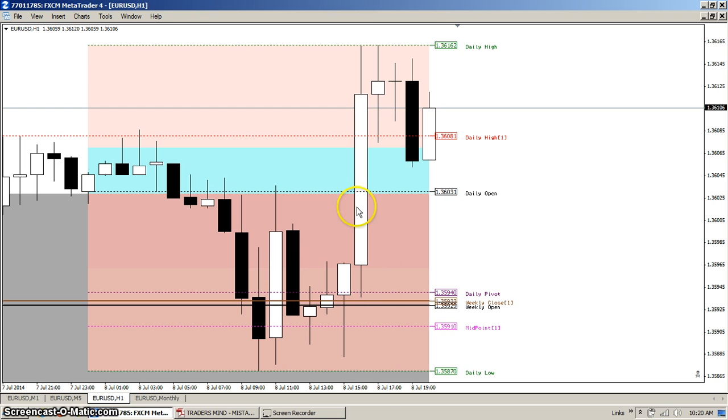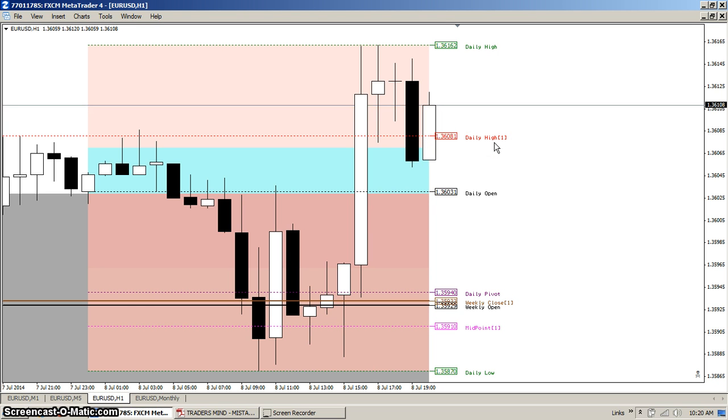And then you see here, we went through the daily pivot, back through the daily open, through yesterday's high, created a new high, I believe, on this candle, and price retraced, and now it's just sitting there.